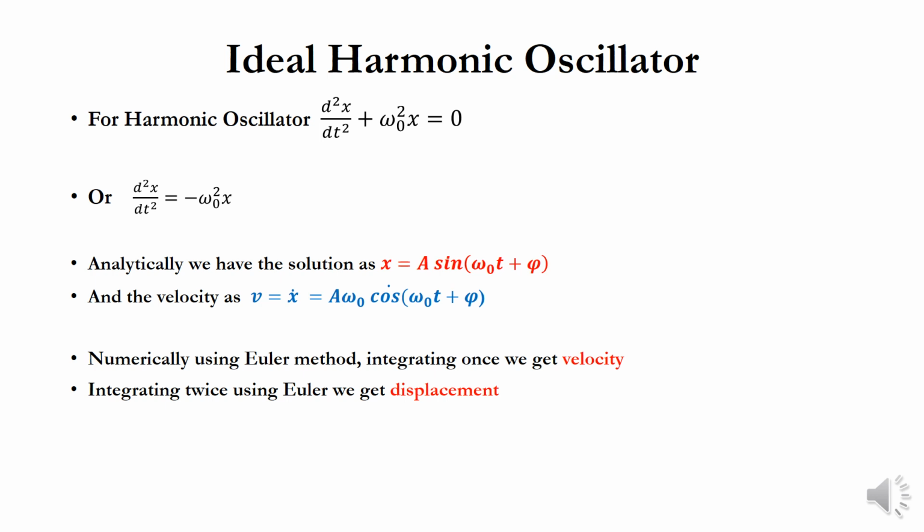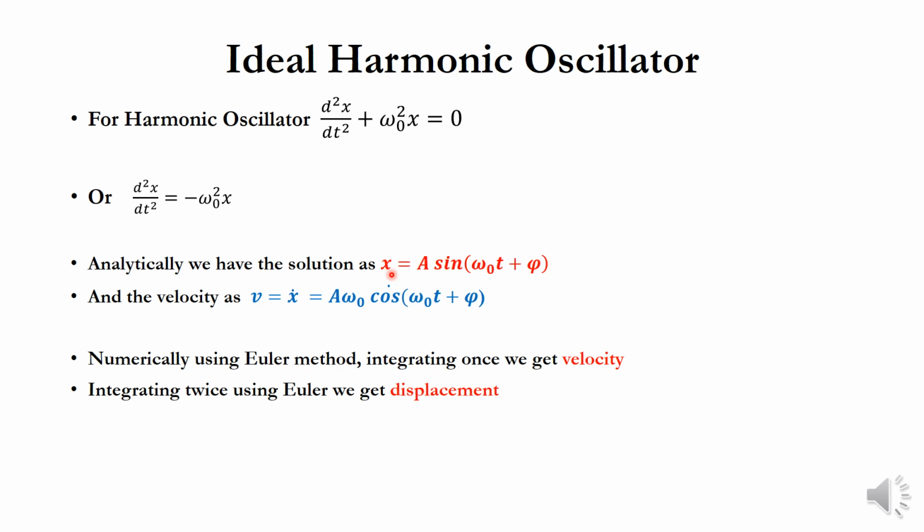Now we will see an example for the Euler method, the ideal harmonic oscillator. Here we use the simple ordinary Euler method. For the harmonic oscillator, we know the second order differential equation, d square x by dt square plus omega 0 square x equal to 0, or d square x by dt square equal to minus omega 0 square x. Analytically, we have the solution.